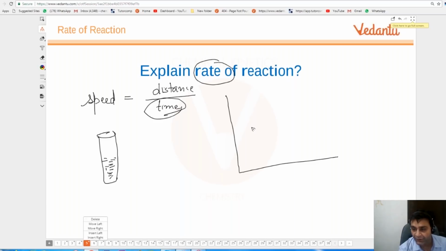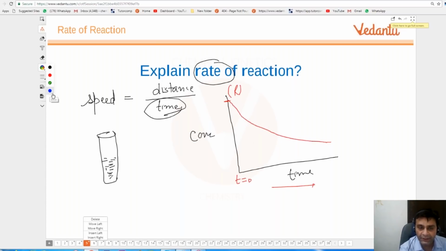So I can draw a graph here of concentration versus time. Reactant concentration is this much when time is equal to 0. And as the time increases, what will happen to the concentration of the reactant? It is going to decrease, right? Very good. With the passage of time, the concentration of the reactant decreases. And with the passage of time, what will happen to the concentration of the product? Increase. At time 0, it goes like this, right? This is for the product.